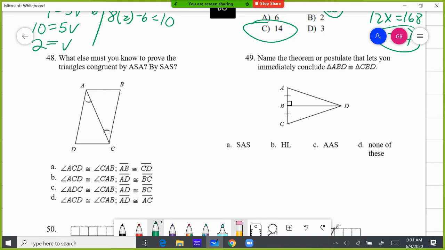What else must you know to prove that the triangles are congruent by ASA or by SAS? All right, so we have a pair of angles that are the same, and then they share this part. So we have a side. So for this first part, we have AS. To get the other A, we need to show that these two angles are congruent. And those angles are ACD and CAB. So it's going to be one of these two here.